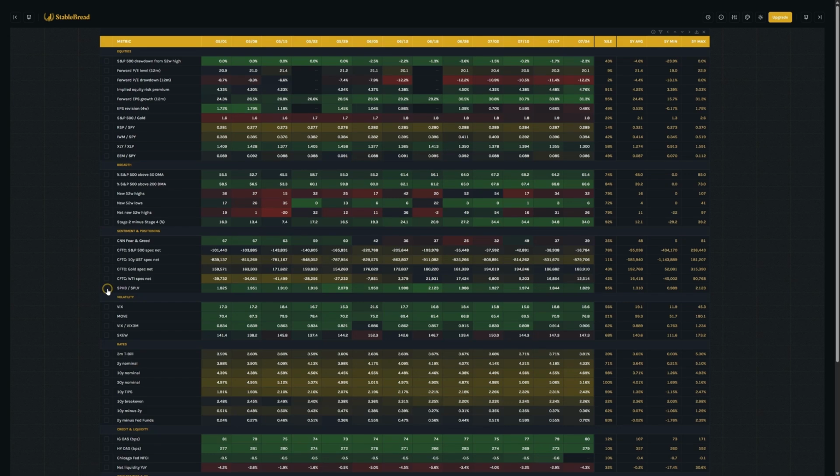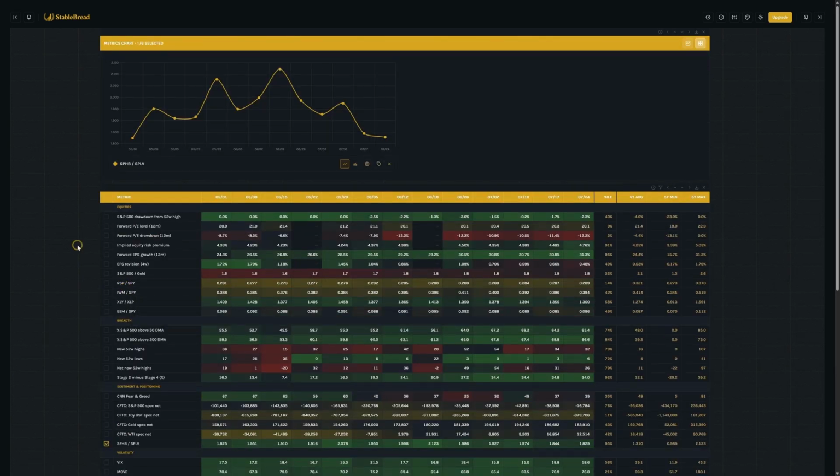Moving on from CFTC, we have the S&P 500 high beta divided by the S&P 500 low volatility. This one compares the most volatile stocks in the S&P 500 to the calmest ones, and it's one of my favorite reads on risk appetite because rising means investors are reaching for more aggressive names and falling means they're rotating into safety even if the index looks fine.